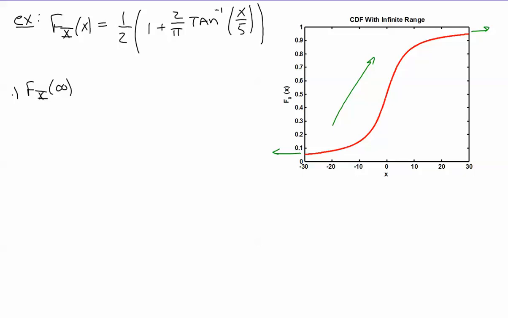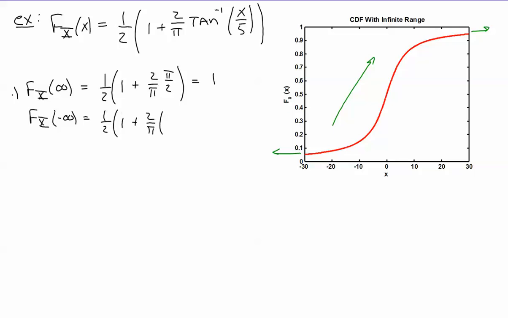The cumulative distribution function evaluated at infinity is 1/2 times 1 plus 2 over pi times pi over 2. Clearly that equals 1. The cumulative distribution function evaluated at minus infinity is 1/2 times 1 plus 2 over pi times minus pi over 2. And that clearly equals 0.